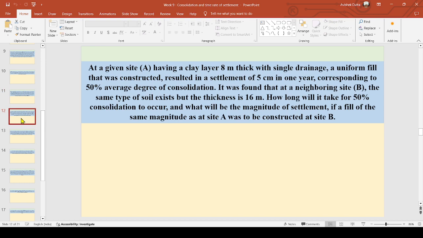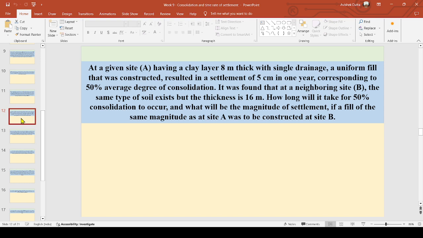At a given site A, having a clay layer 8 meter thick with a single drainage, a uniform fill that was constructed resulted in a settlement of 5 centimeter in 1 year, corresponding to 50% average degree of consolidation. It was found that at a neighboring site B, the same type of soil exists, but the thickness is 16 meter. How long will it take for 50% consolidation to occur, and what will be the magnitude of settlement if a fill of the same magnitude as at site A was to be constructed at site B?